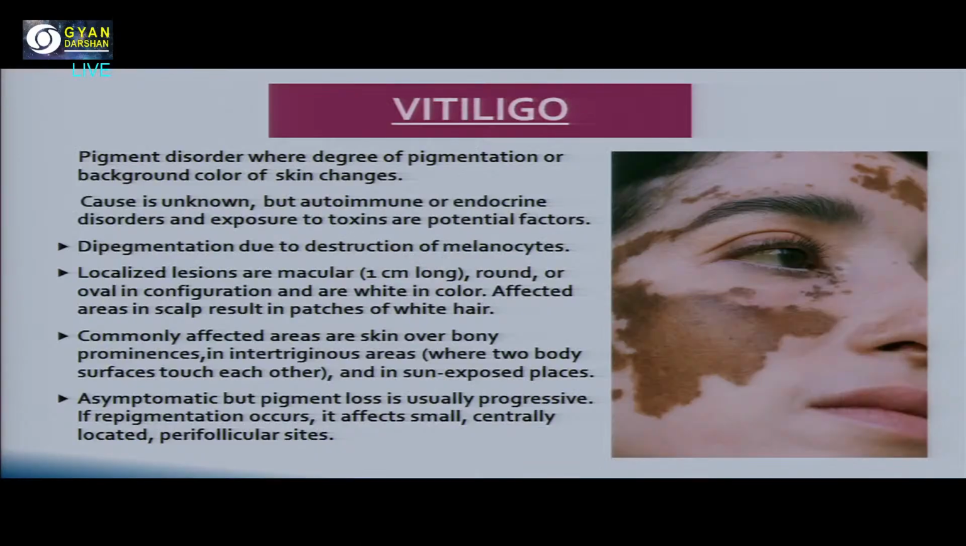Next is vitiligo. Vitiligo is a kind of pigment disorder in which there is a normal skin coloration in one part and the other part of the skin is very light colored. There is depigmentation because your melanocytes, the cells which give color to your skin, have been lost. The commonly affected areas are skin over your bony prominences and areas which are sun exposed. Usually there are no symptoms, but the pigment loss is progressive. It starts slowly, and over time the whole skin gets involved.